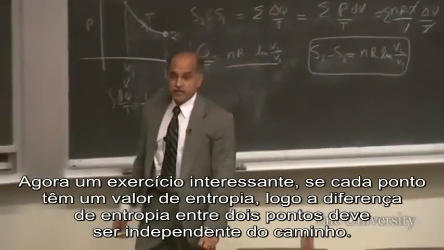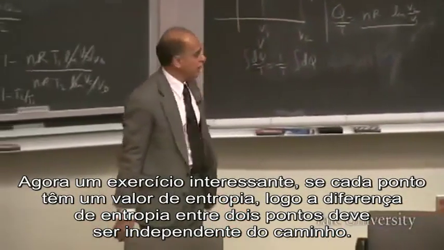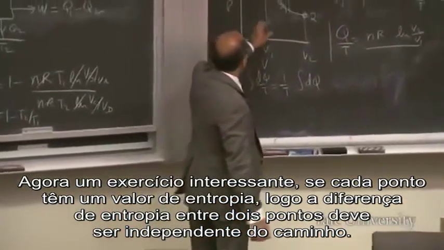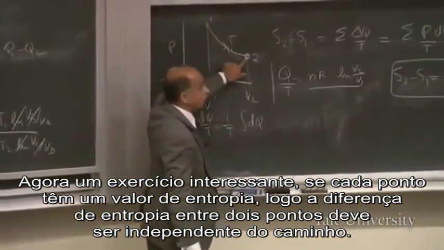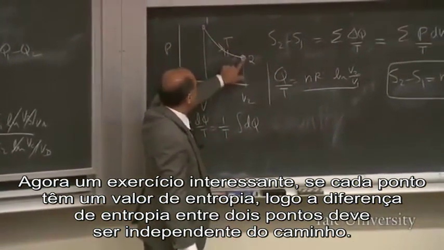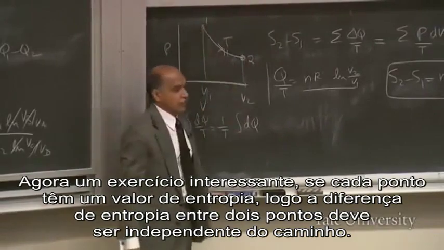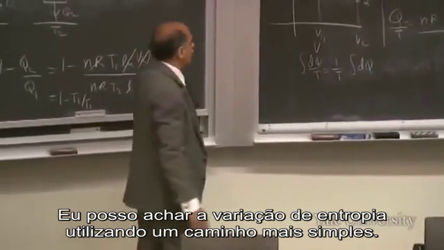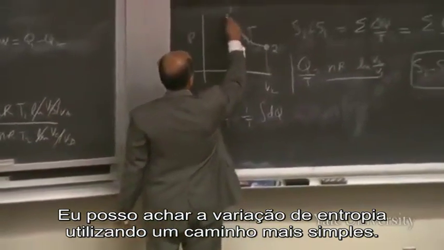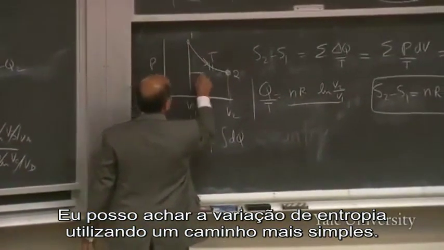By the way, here's an interesting exercise. I don't have time to do it, but you can ask the following question. If you tell me that at every point there's a unique entropy, then the entropy difference between 2 and 1 should be independent of how I go from 1 to 2. You understand? So I could find the entropy another way. Let me show you another way that's easy for you guys to work out.